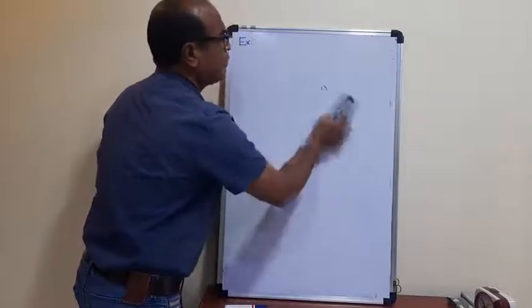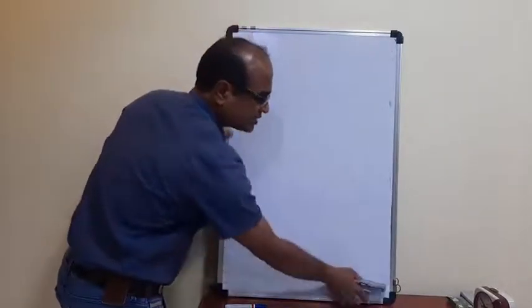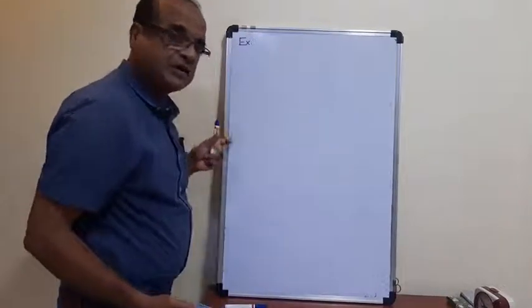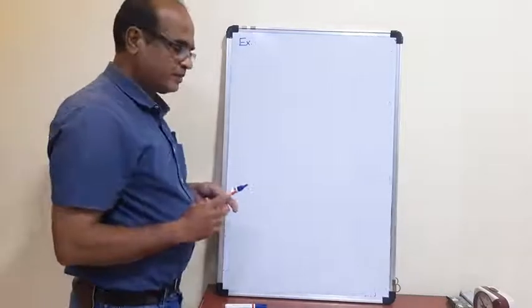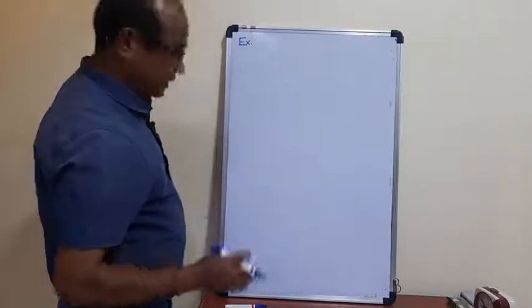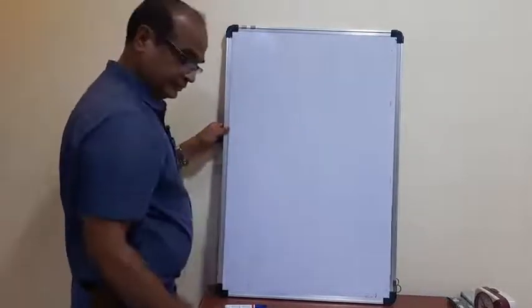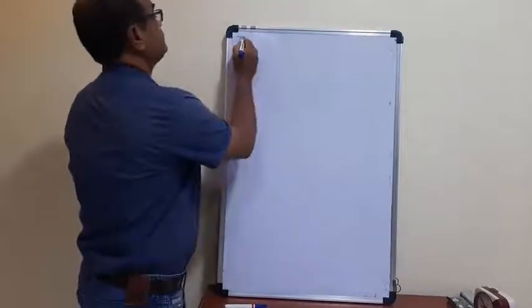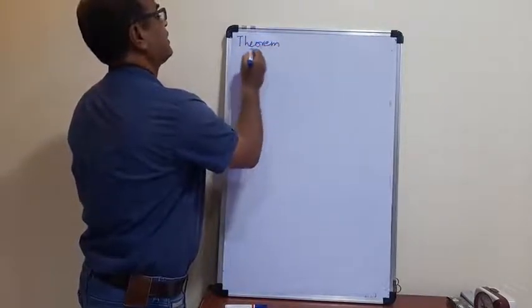So now we go ahead. We are taking here the operations on convergent sequences. So what are the operations on convergent sequences? So we take here a theorem. What is the theorem here?